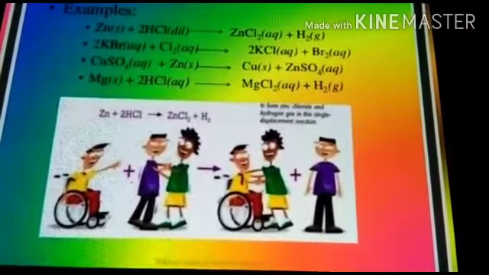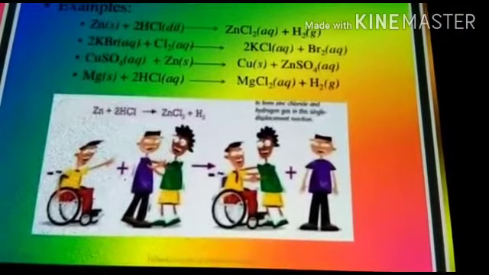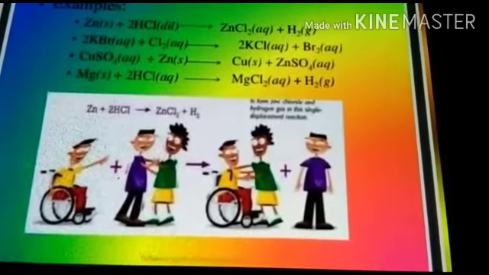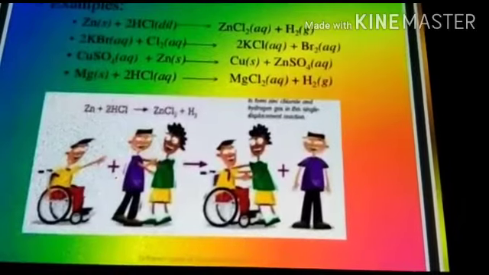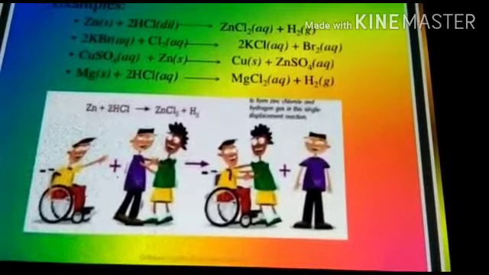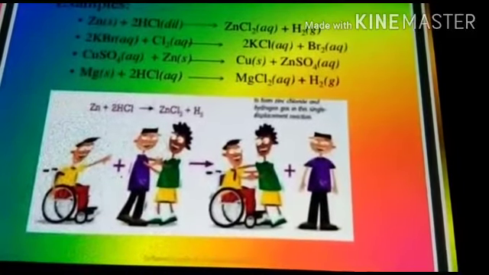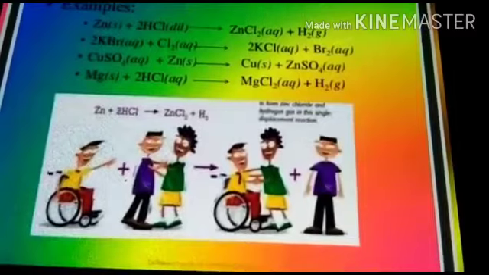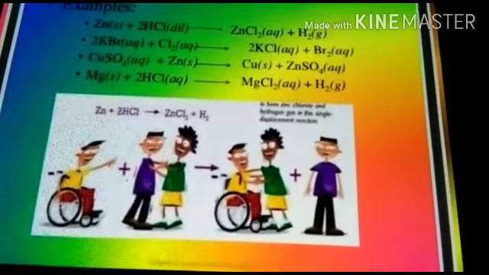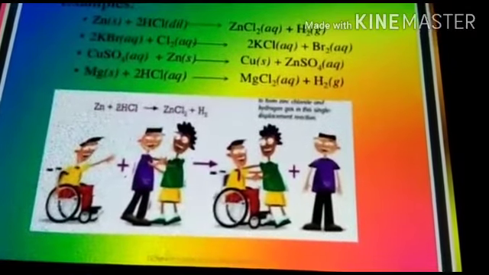Zinc reacting with HCl forming zinc chloride plus hydrogen gas. Potassium bromide reacting with chlorine forming potassium chloride plus bromine. Copper sulfate reacting with zinc forming copper plus zinc sulfate. Magnesium reacting with hydrochloric acid forming magnesium chloride plus hydrogen gas.